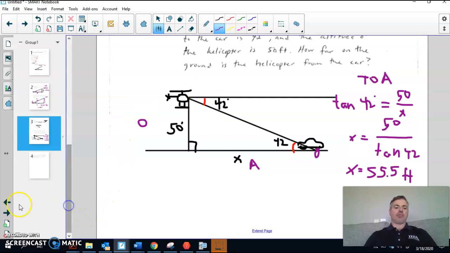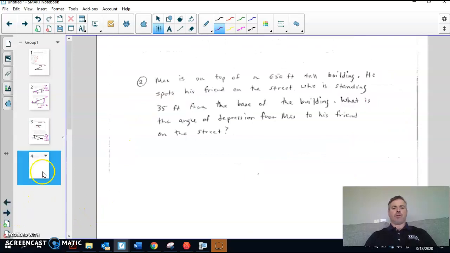Let's see if I have another example here. So here now I have Max. He's on top of this 650-foot tall building. He spots his friend on the ground who's 35 feet from the base of the building. What's the angle of depression? So I'm looking for the angle of depression here.